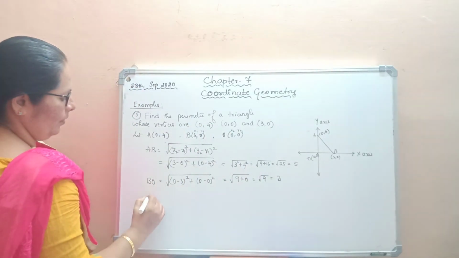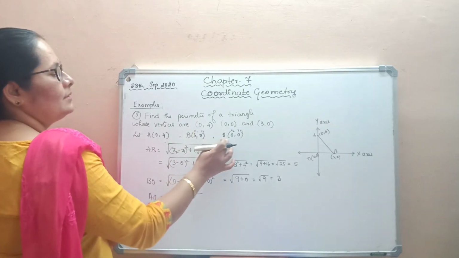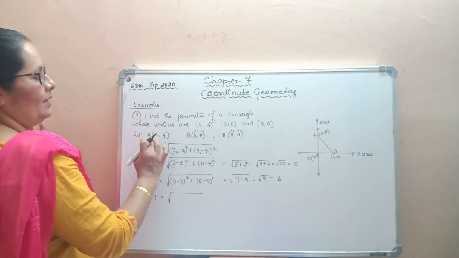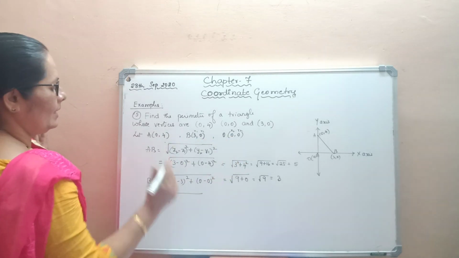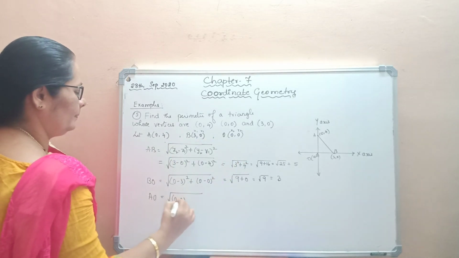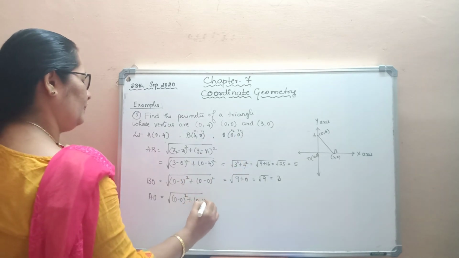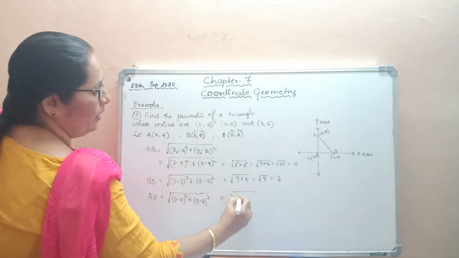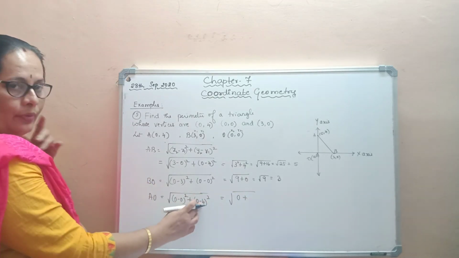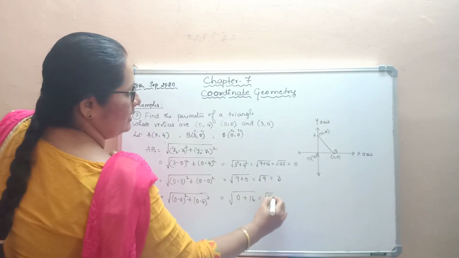Similarly, distance AO. The distance between these 2 points you need to calculate. So (0 - 0) whole square plus (0 - 4) whole square. 0 minus 0 is 0, plus (-4) whole square is 16. So root of 16 is 4.